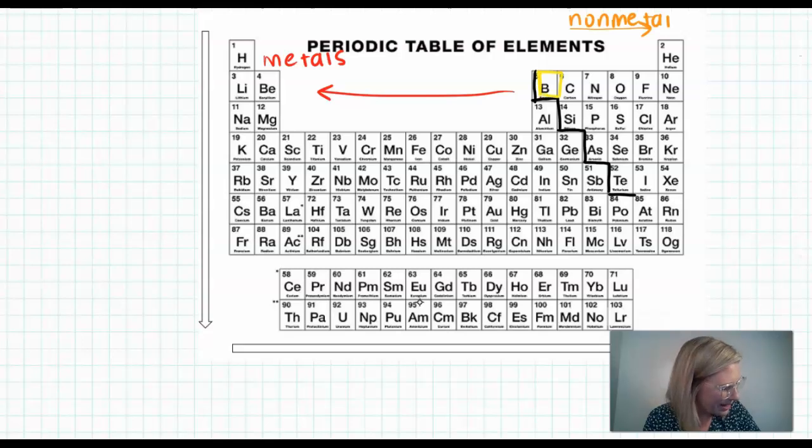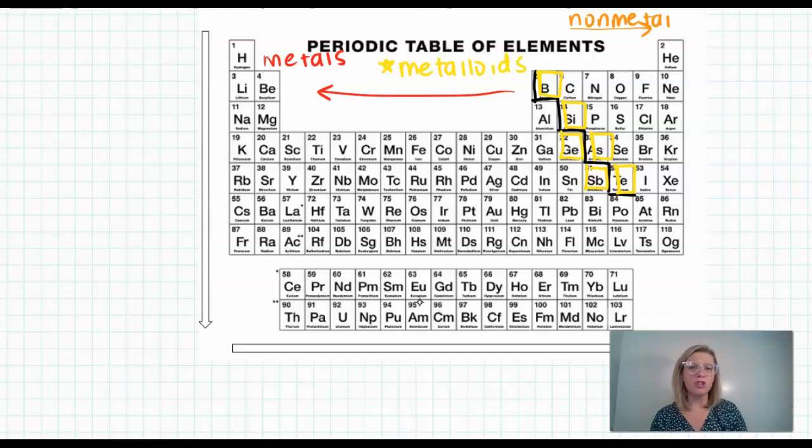But boron is a semi-metal, silicon is a semi-metal, germanium is a semi-metal, arsenic is a semi-metal, antimony is a semi-metal, and tellurium is a semi-metal. And again, these are the metalloids. So I'm going to star and call these semi-metals or metalloids.